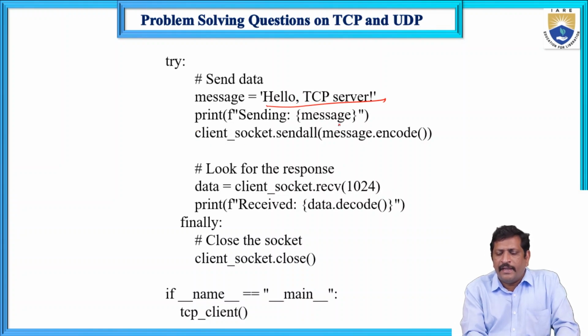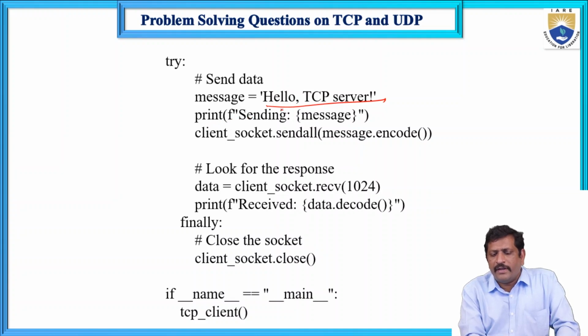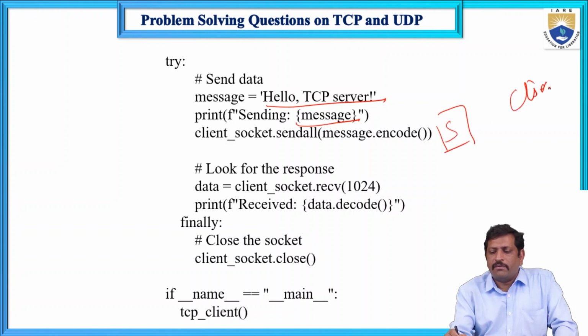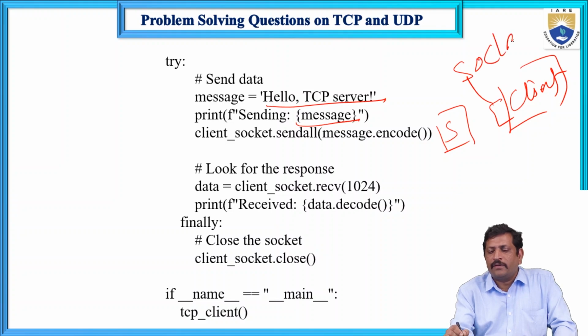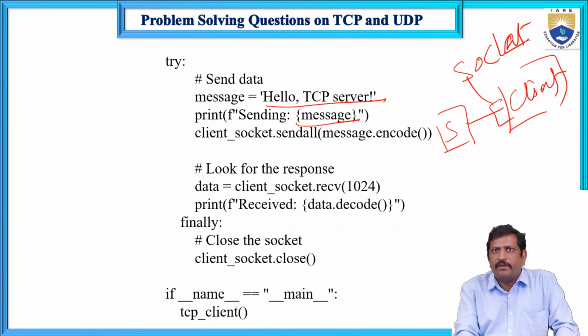Here for sending, the function is print. Print means it is displaying to the end user. So we write it as sending the message. The message we are sending is hello TCP server, the message sent from the server to client. So that is how we are implementing the socket at the client side.